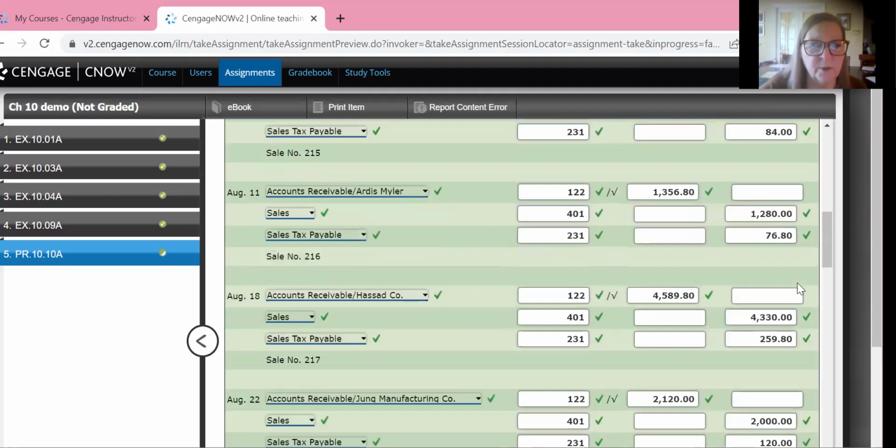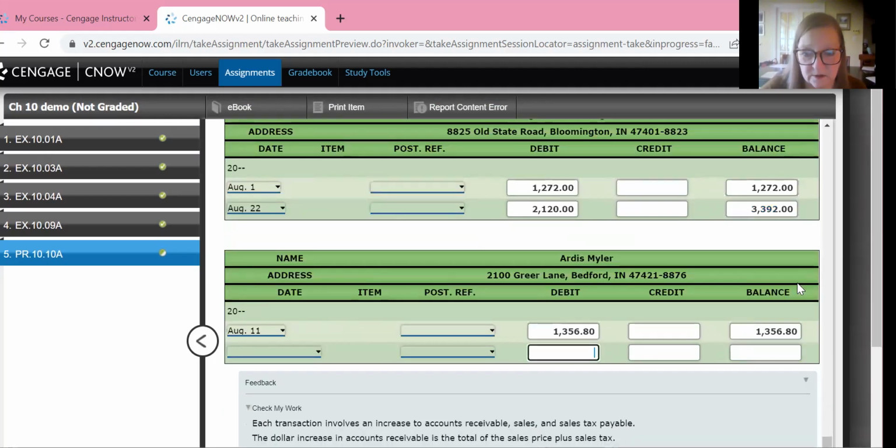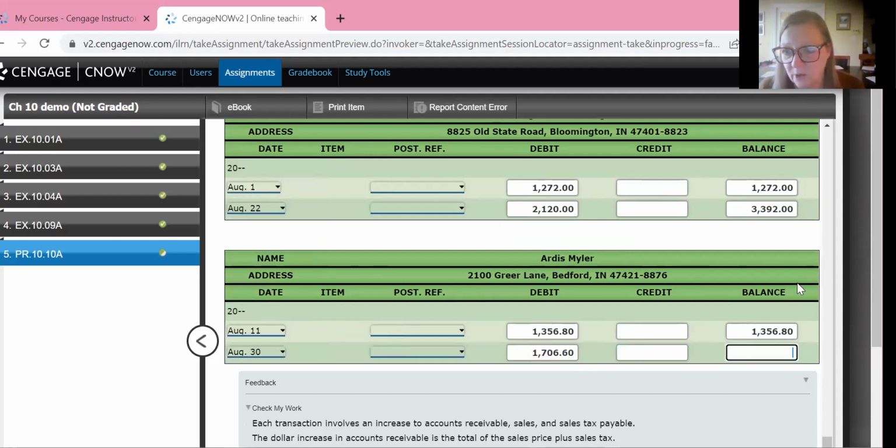And then one more transaction we have to post to the subsidiary ledger, Myler for 1706.60. This one happened on the last day, the 30th. So we already had a balance in Myler also of 1356.80. And now we're adding another debit of 1706.60. So that's going to combine together to equal 3,063.40. Okay, so all that's good. I think it's going to come out with a check. When I check my work, it's going to come out correct.